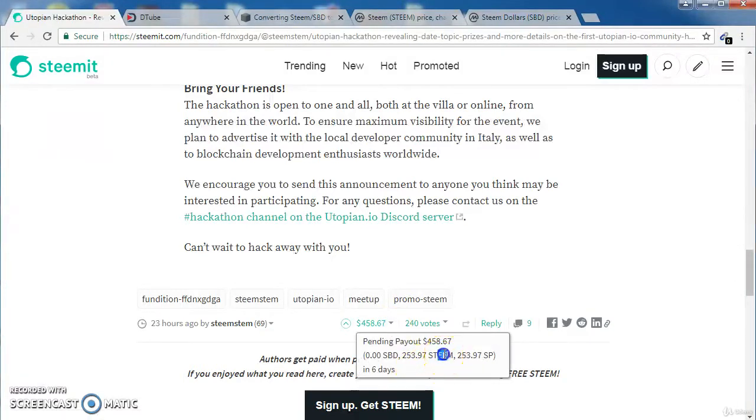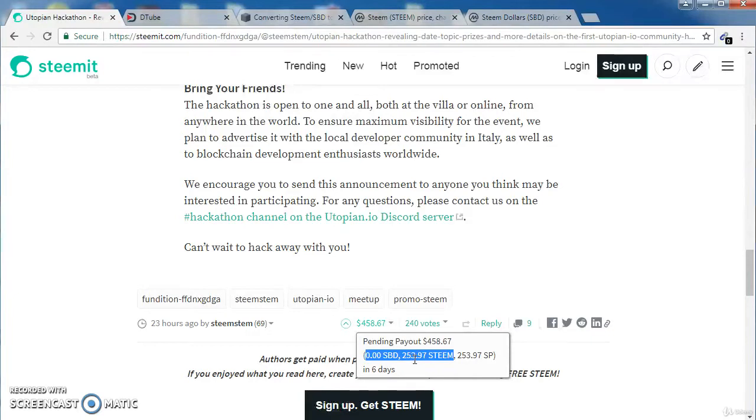You see, there are two cryptocurrencies. First is Steem and Steem dollars. Steem and Steem dollars are tradable cryptocurrency. Whatever money you earn in Steem and Steem dollars, you can convert into your national currency, whichever it is, US dollars or Indian currency or Japanese yen, whichever currency you have.